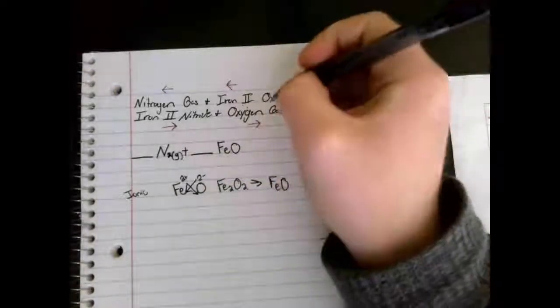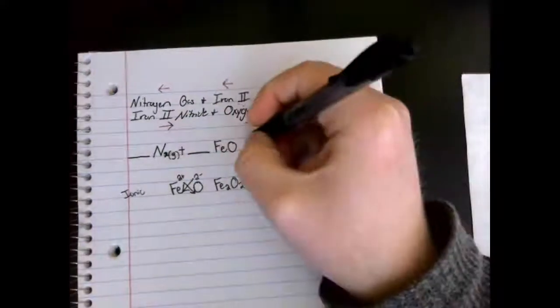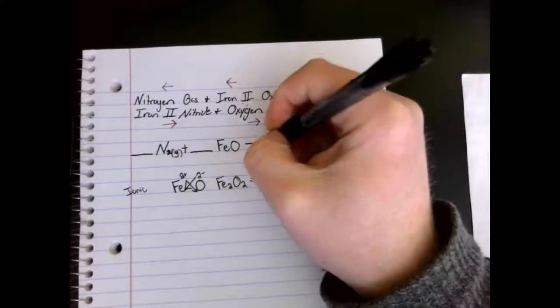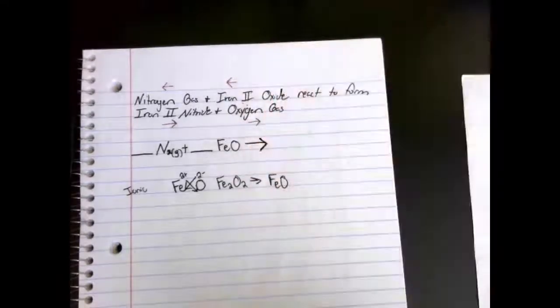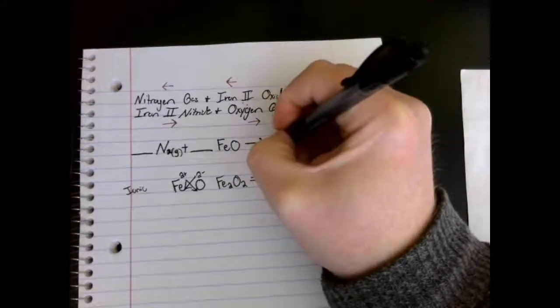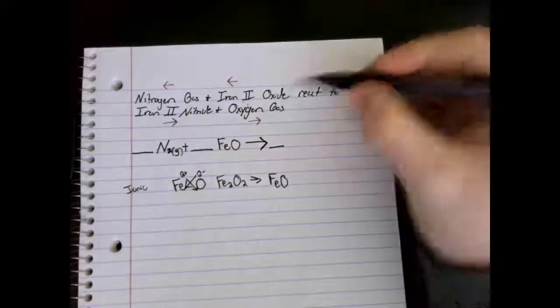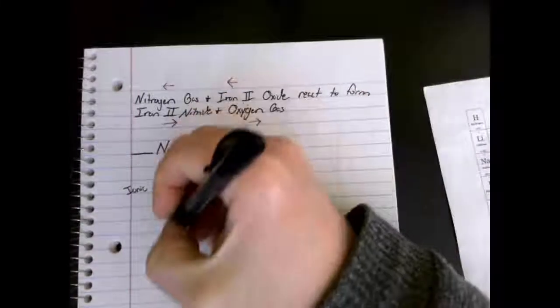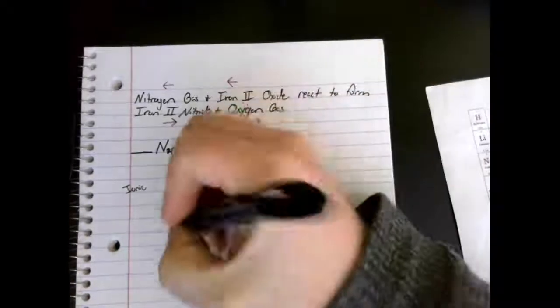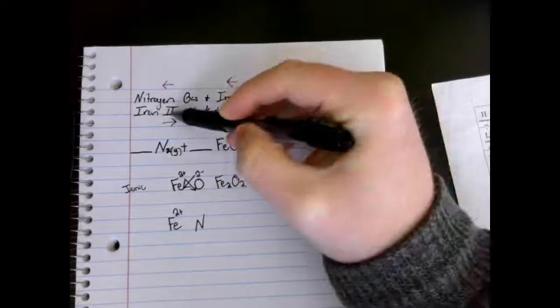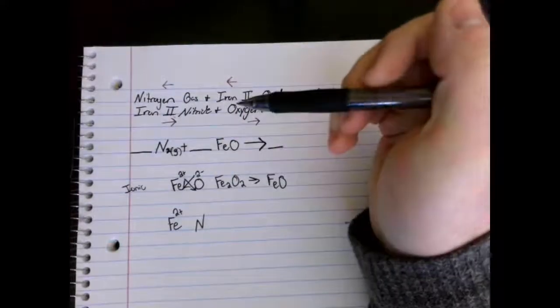All right, next we say reacts to form. So that's our plus. Then we're going to put our arrow there. And then we're going to leave a gap. To form iron 2 nitride. Well, we know iron is Fe, nitrogen is N. We know from the first time that the Roman numeral told us it was a +2. This time this Roman numeral tells us it's a +2 as well.